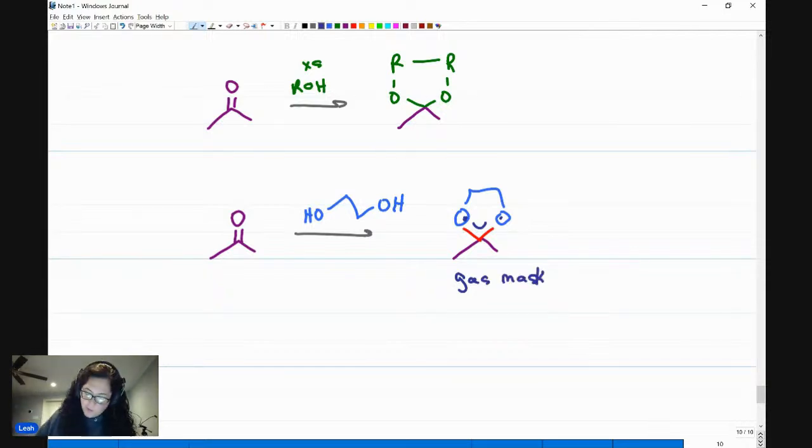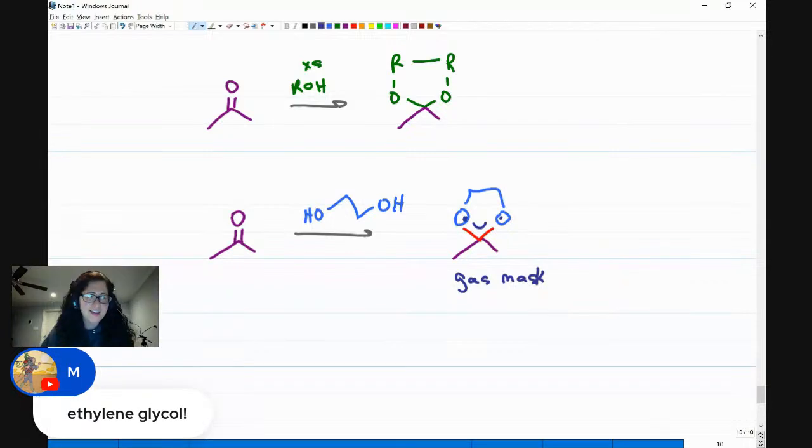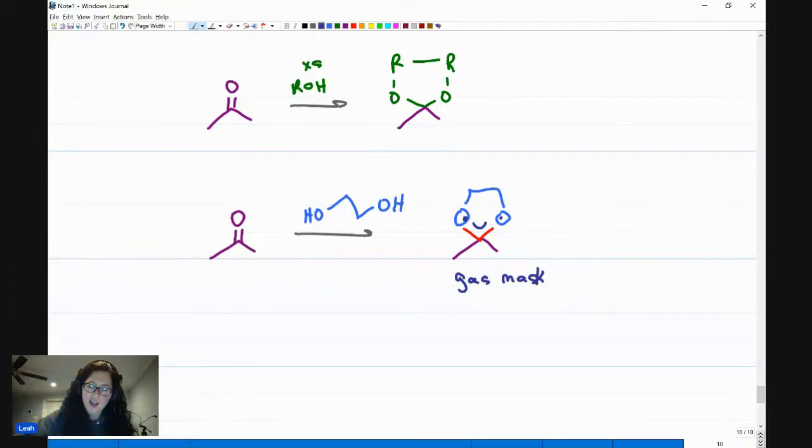The Grignard won't see it. Look at that. Two seconds after joining late and you're already on fire. I love it. That's why I want you to stick around.